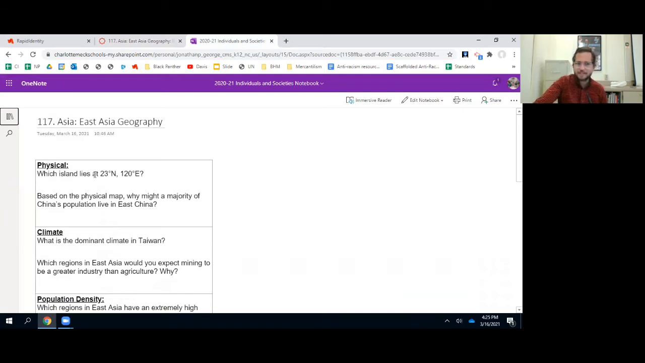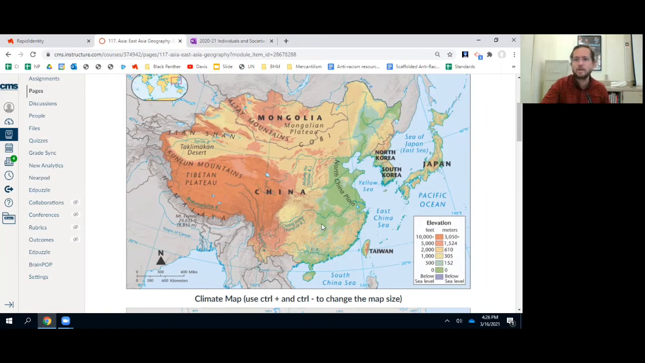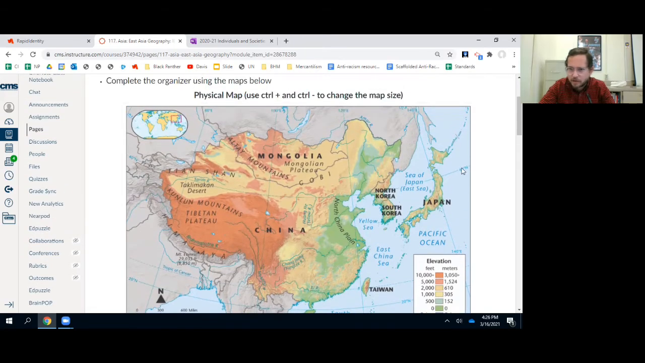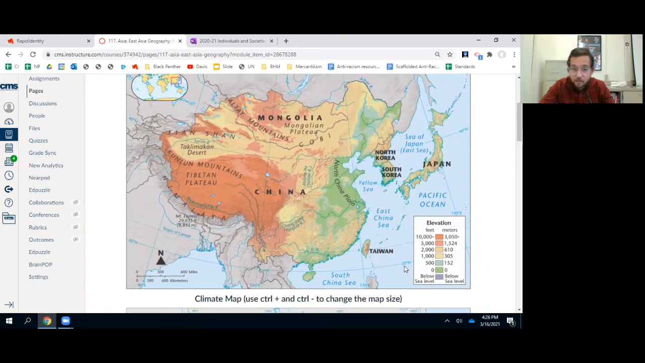One thing we haven't really talked about is coordinates. So I'm going to look at this with you. Which island lies at 23 degrees north and 120 degrees east? That means it is 23 degrees north of the equator and about 120 degrees east of the prime meridian. We'll work on this one together. And you can see these numbers here as well. You've got 40 degrees north, 20 degrees north.